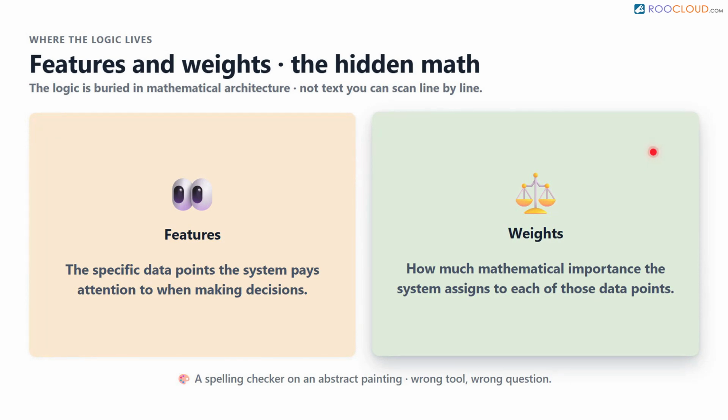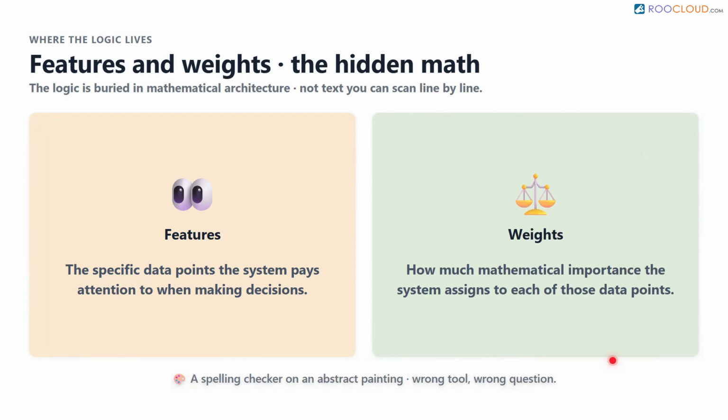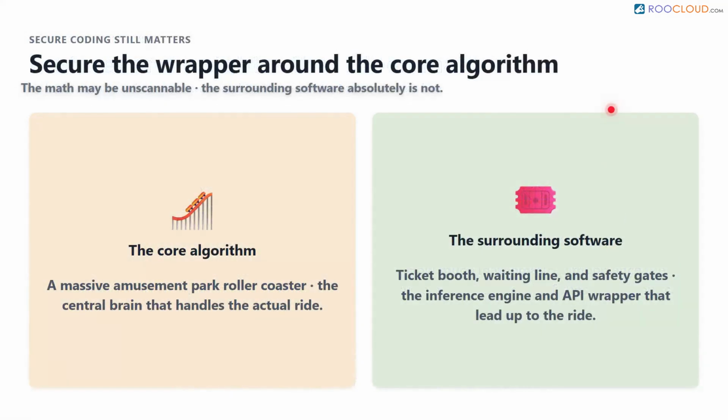Pointing a traditional scanner at an intelligent algorithm is like trying to use a spelling and grammar checker to evaluate the emotional depth of an abstract painting. It is simply the wrong tool. Despite this, traditional secure coding is completely necessary for all the supporting software that wraps around the core algorithm. The central brain needs a way to communicate with users, typically through a software bridge called an inference engine or an application programming interface wrapper.